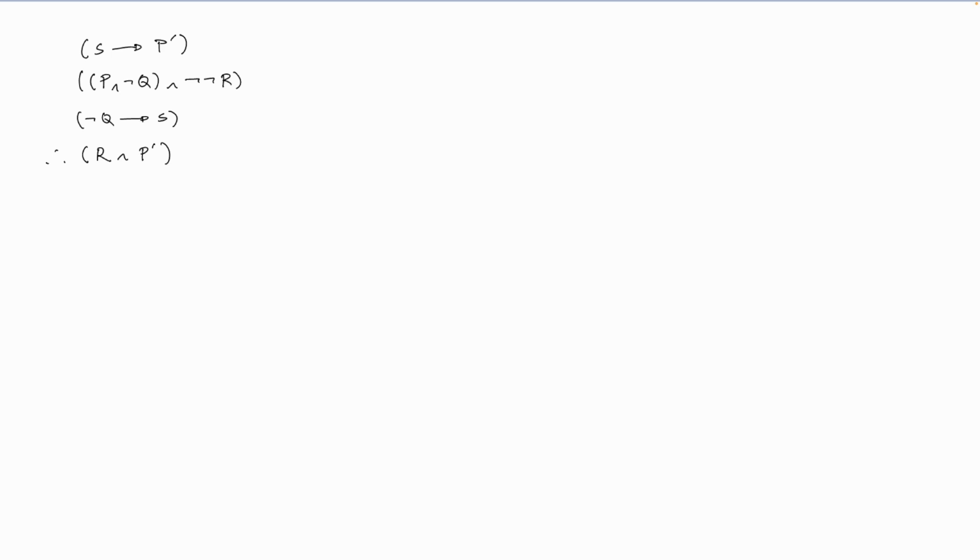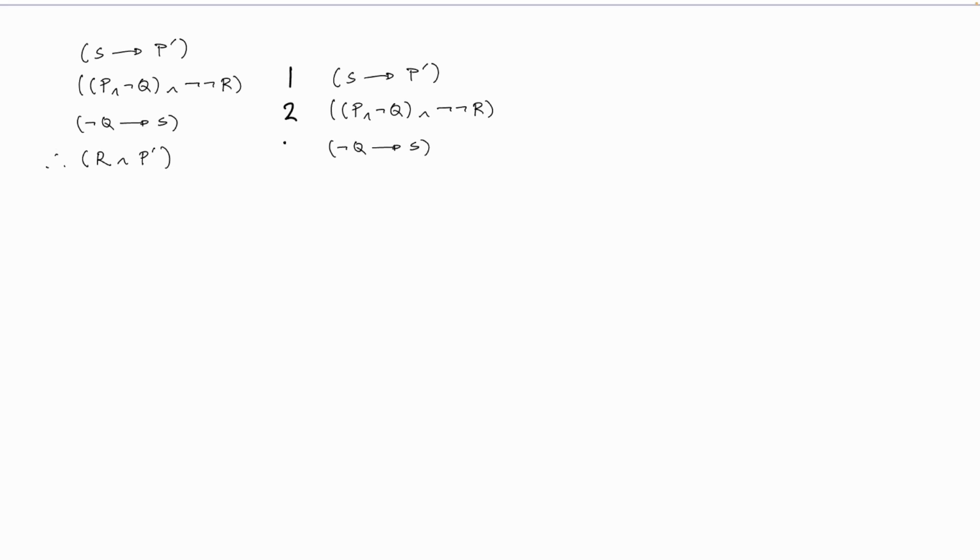So let's go back to this inference. If S, then P prime, P and not Q and not R. If not Q, then S, thus R and P prime. In fact, the premises here do entail the conclusion. To confirm that, not with a truth table, but by using our proof system, I start by writing down the premises. I number them, I draw a horizontal bar underneath them, and I write them against a vertical line, which I continue some ways down the page.